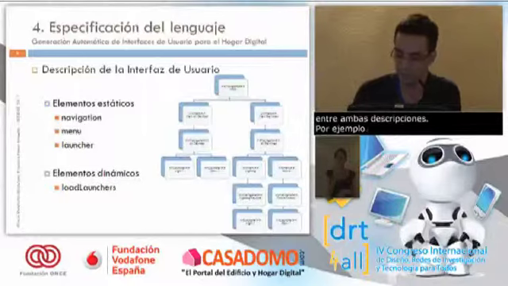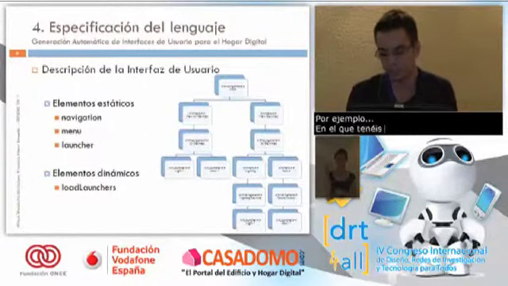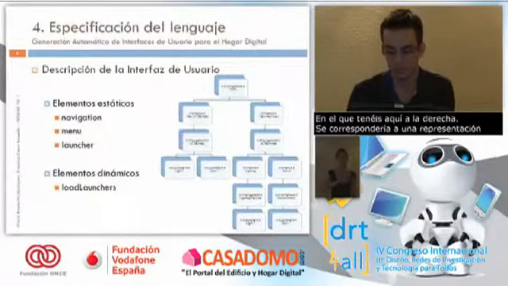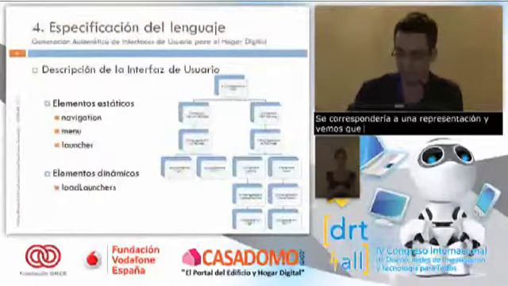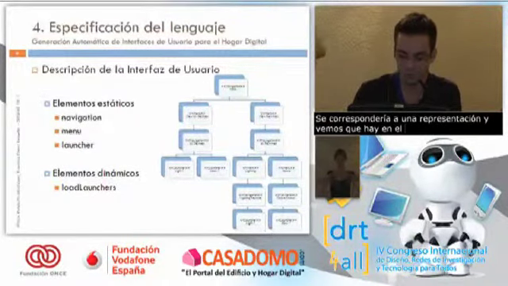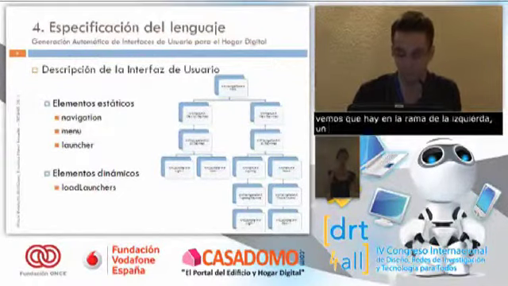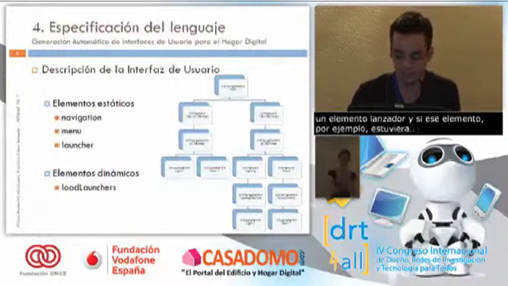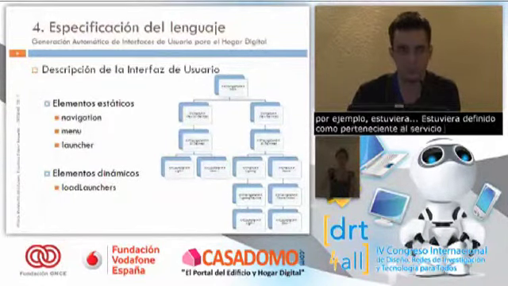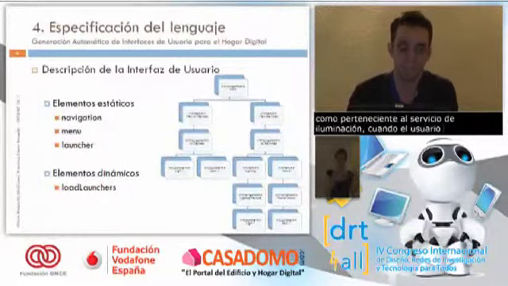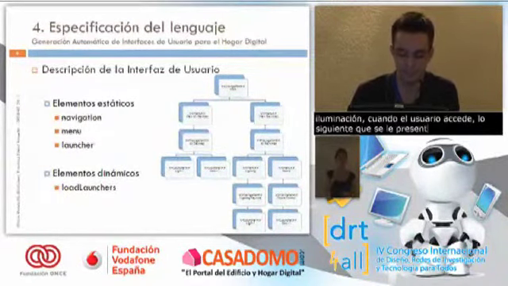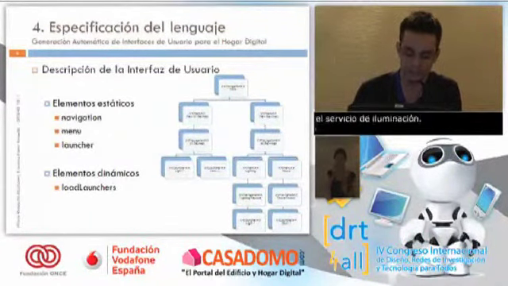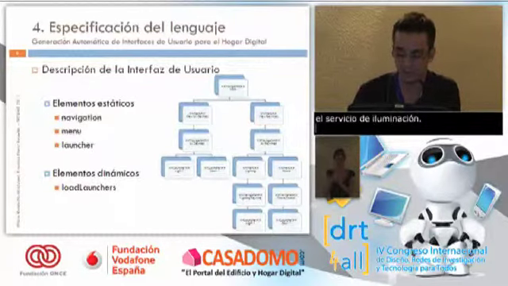For example, in what we can see here on the right, we could have a representation of a user interface, and we can see that on the right-hand side of this tree, we've got light 1, this would be the launcher, and if this element was defined as belonging to the lighting system, then when the user accesses it, the next screen would be the functionality defined according to lighting services. This would be in the previous description, obviously.